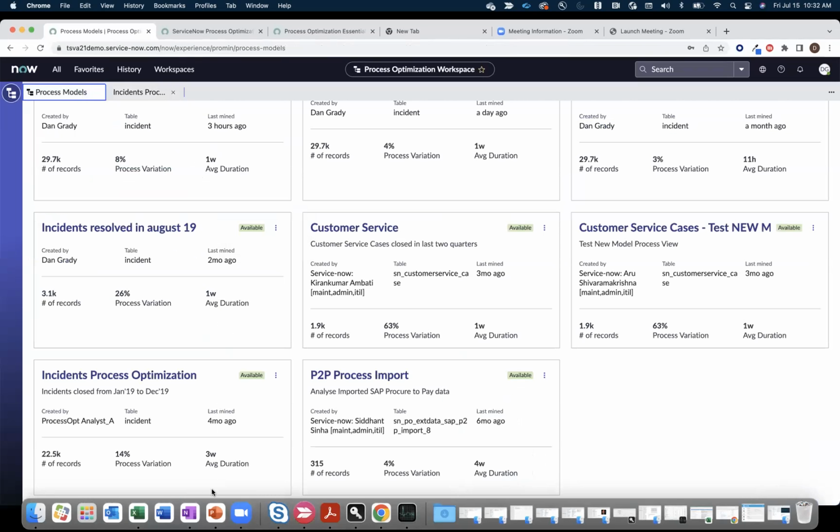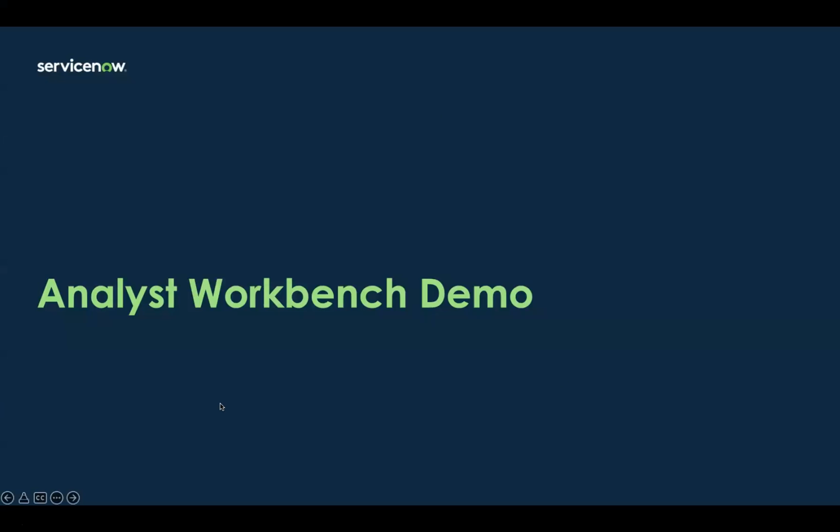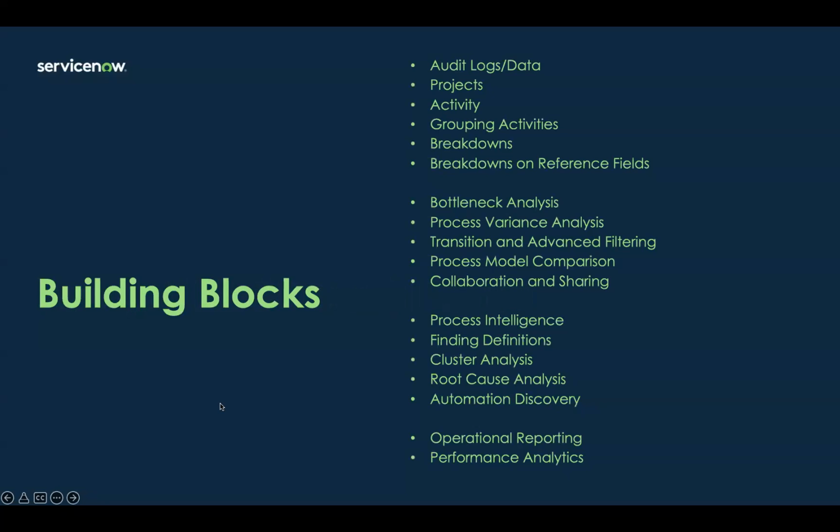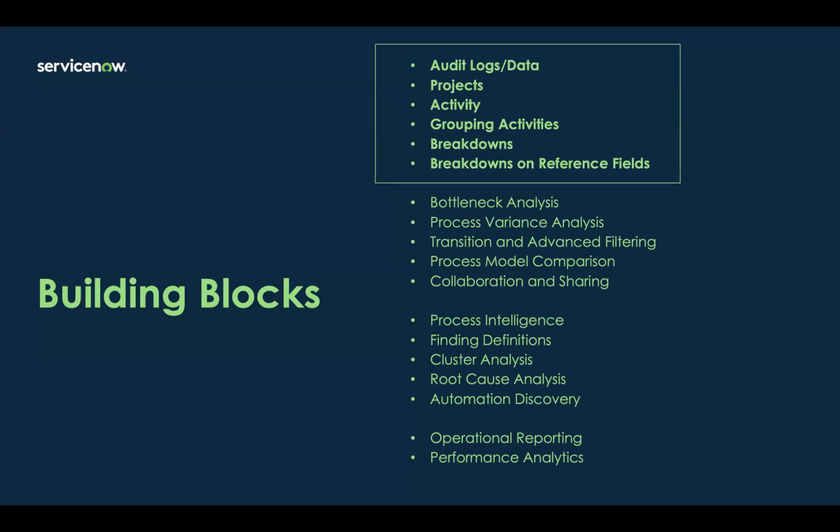All right, switching back over here to the slide. What we'll be focused on here are all the different, what I call building blocks of process optimization on the platform. Today, we're going to focus on those at the top, which are really the ones that we need when we're creating a model. And then in future sessions, we'll dive into some of the more analytical pieces that you see on the list at the bottom.